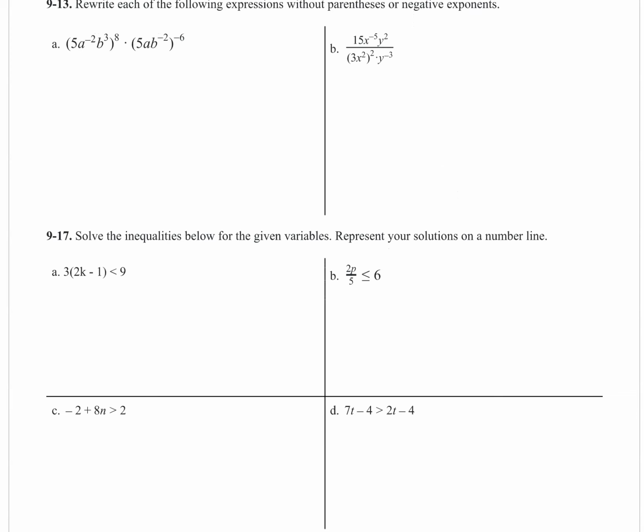9-13. Rewrite each of the following expressions without parentheses or negative exponents. Okay, I will do b.